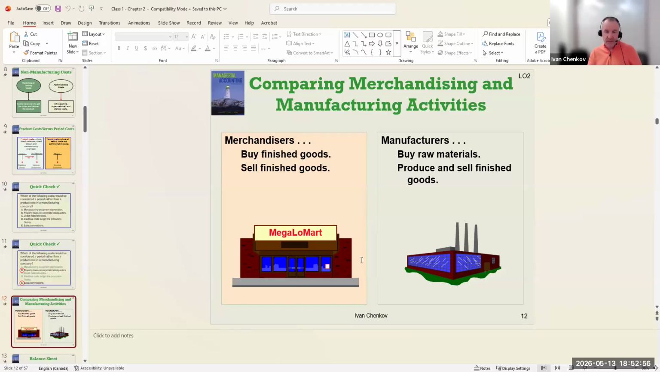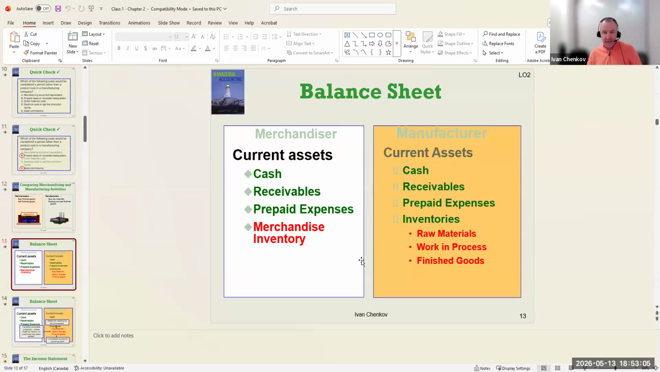In the service company, that's even easier. You sell the service, you get the cash. So again, let's go with the merchandising. Let's focus more on the merchandising company and the manufacturing company.